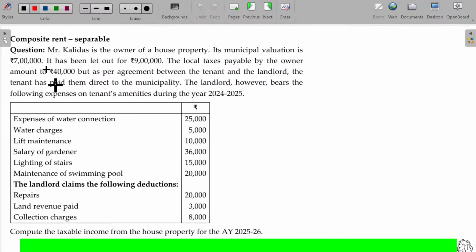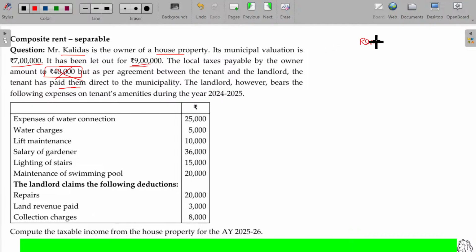To understand, we'll try to solve this illustration. Composite rent, separable. Mr. Kalidas is the owner of a house property. Its municipal valuation is 7 lakhs and it is let out for 9 lakhs. The local tax payable by the owner is 40,000. But as per the agreement between tenant and landlord, the tenant has paid it directly. So the municipal taxes paid by the tenant should not be considered for the deduction purpose. The landlord, however, bears the following expenses.